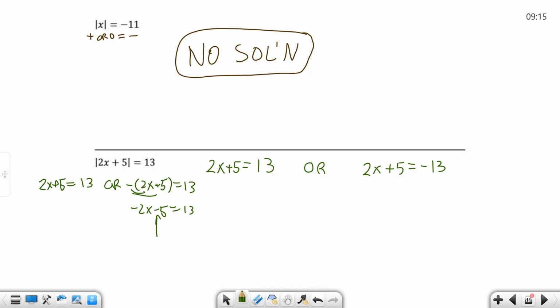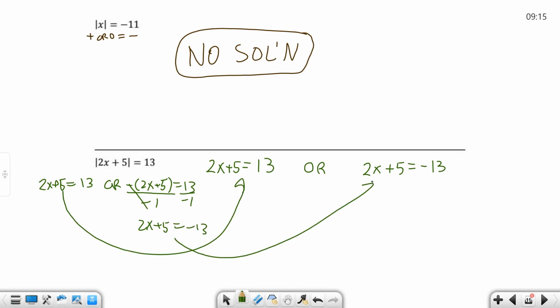It's negative 2x minus 5. They're changing all the signs because they're using the exact property that's in the book they're teaching from. So what I'm choosing to do instead is not distribute this negative. I'm choosing to divide both sides by negative 1. So then 2x plus 5 equals negative 13. And this is this equation, and this one is this equation. That's what I'm doing. I'm taking a variation of that, all right?